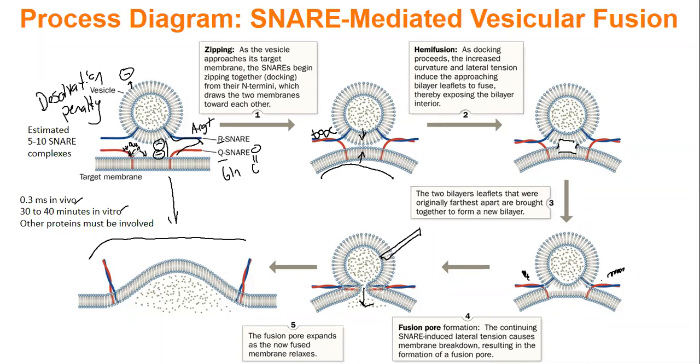There are other proteins that are helping bring these two together. And the other proteins like the Clathrin could also be helping with this initial interaction with the plasma membrane.